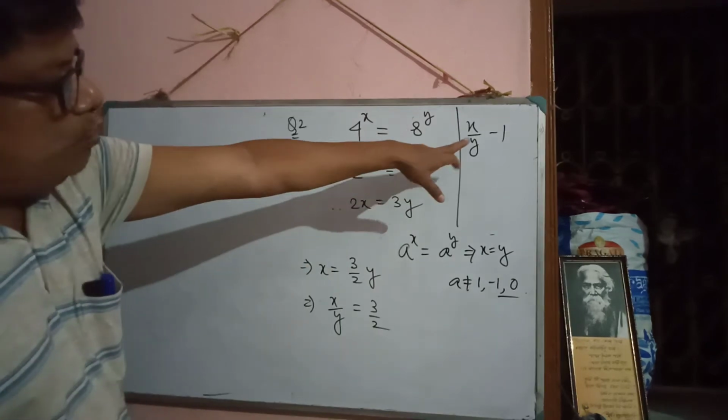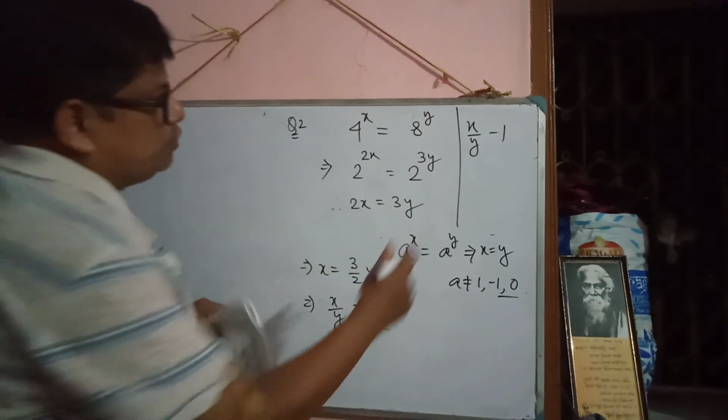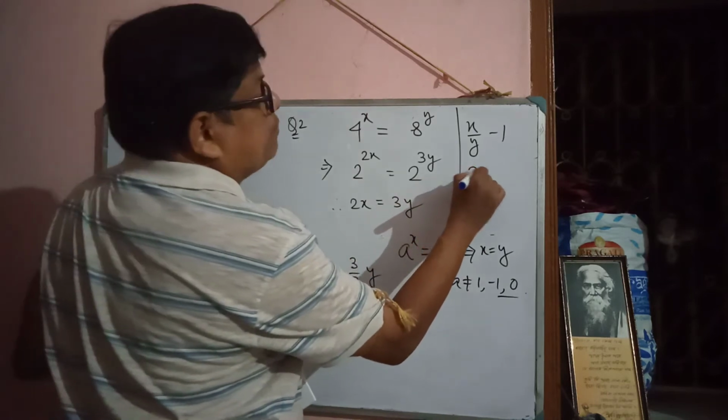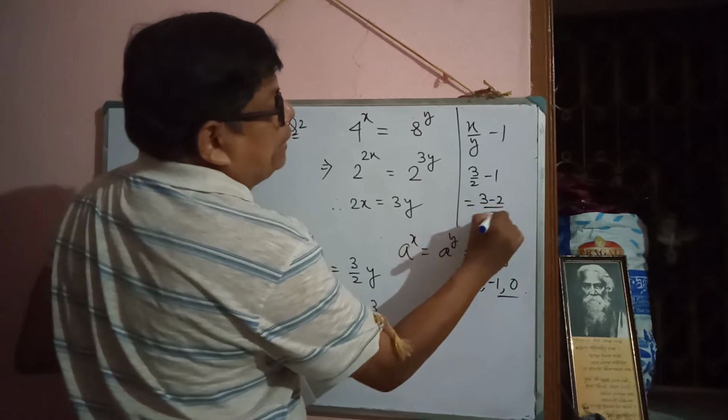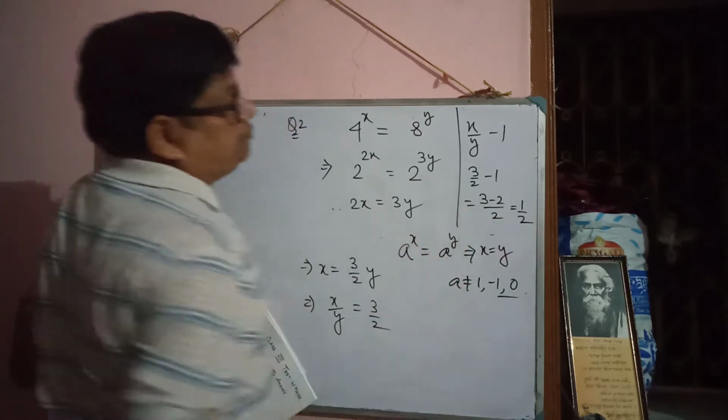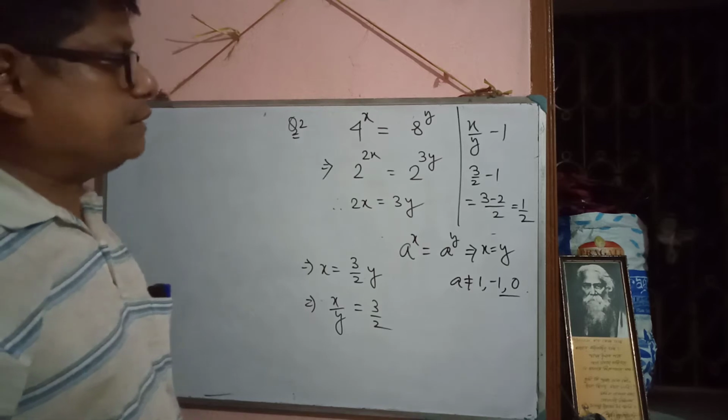Now find the value of x by y minus 1. So x by y means 3 by 2 minus 1 equal to 3 minus 2 by 2 equal to half. So half is the answer.